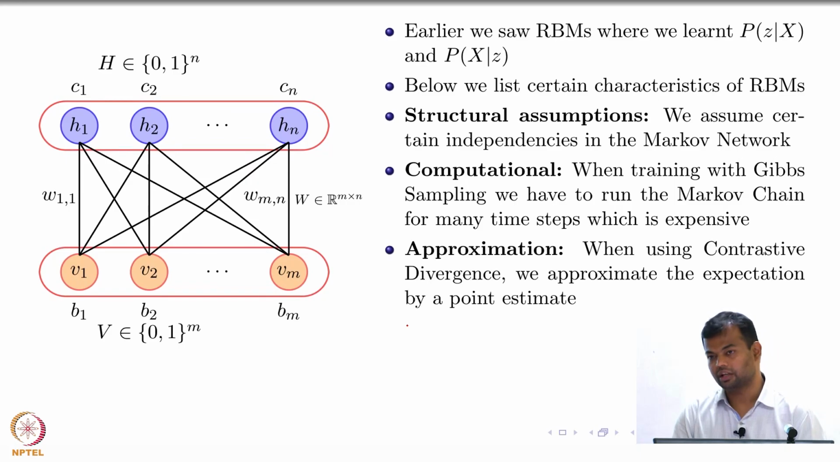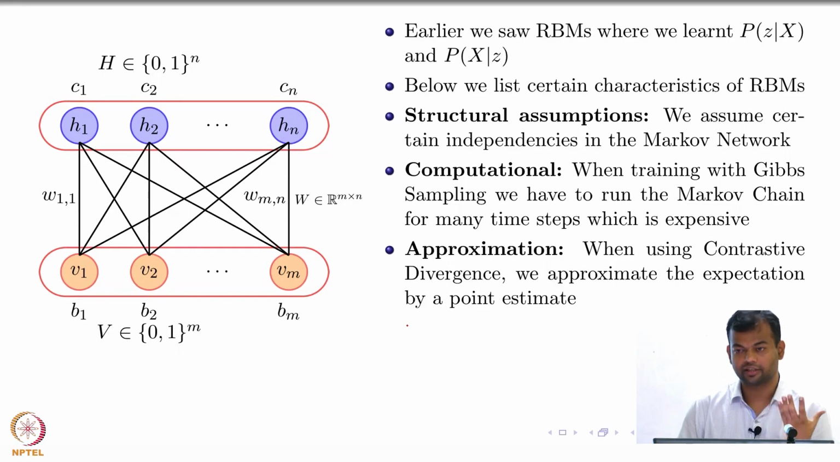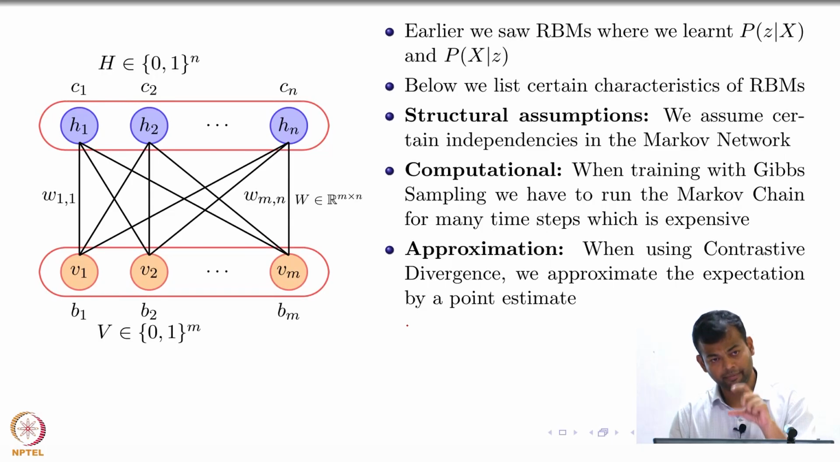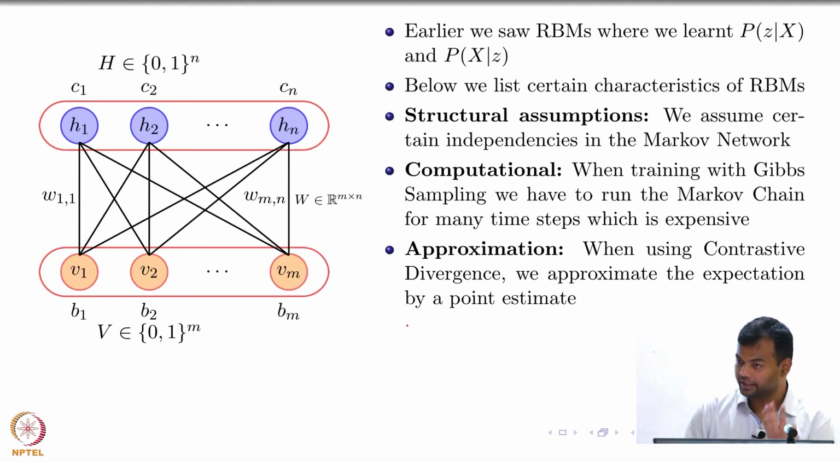The third was approximation. And this is what we had done when we were doing contrastive divergence, where we had done this nasty approximation that this entire summation, which should have actually contained 2 raised to n terms, we just approximated it by a point estimate of one single term. Do you remember that? Right? In contrastive divergence, we just took one negative sample and approximated the second summation by that sample, right? So these are some of the things that we did in RBMs.